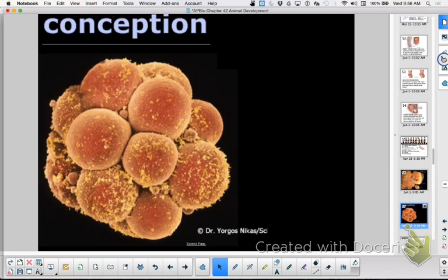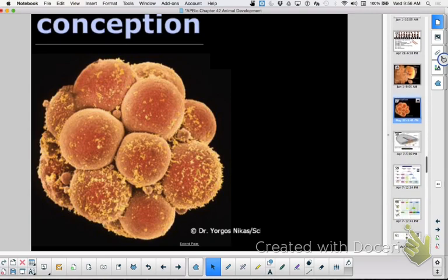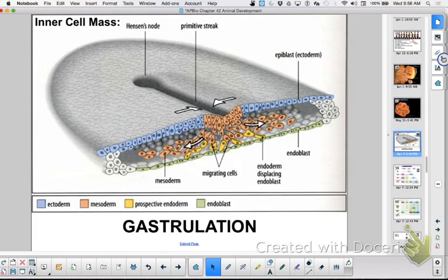Okay, this would be following conception. That might be a solid ball of cells. What would we call that? A morula. Okay. Now, that inner cell mass that I talked to you about.